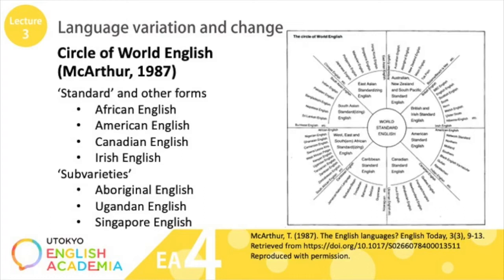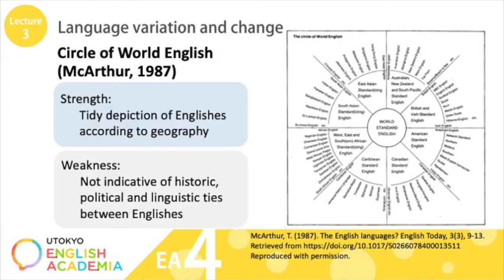Beyond these, but linked to them by spokes marking off 8 regions of the world, are the sub-varieties, such as Aboriginal English, Ugandan English, and Singaporean English. While this is a tidy attempt at illustrating the world's Englishes based on geographical location, it is not indicative of the true historical, political, and linguistic ties that exist in the variety of English represented.